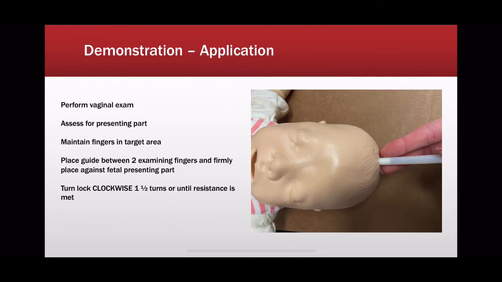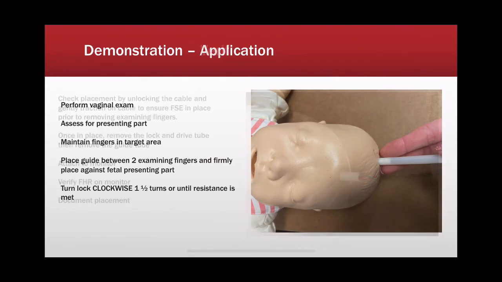Again, we want to make sure that we avoid a fontanelle on the scalp. We're going to maintain our 2 fingers in that target area and place the guide and slide the FSE in between our 2 fingers with a little bit of pressure on the fetal scalp. And then we are going to turn clockwise 1.5 turns or until resistance is met, then lock, and then we will start the verification process.